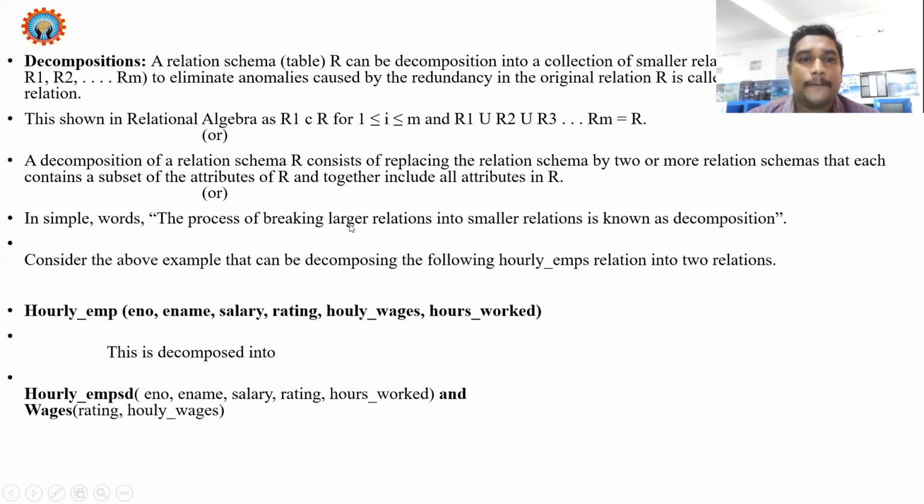I hope you understand, right? Now you decompose the main relation, as we already discussed, into two: employee number, employee name, salary, rating, hourly worked. But hourly wages are dependent on rating. So now you take another relation, and you can call that relation wages. And wages consist of what is dependent: rating and hourly wages.